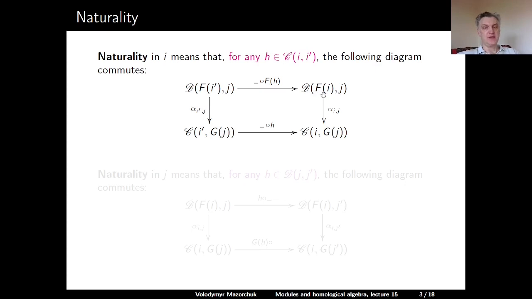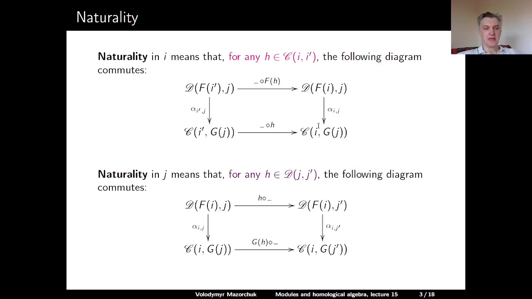From the set Hom_D(F(I), J), we can use alpha_{I,J} to go to Hom_C(I, G(J)). And to the same set, we can arrive from Hom_C(I', G(J)) using the precomposition with h. These two different paths should coincide for all h from I to I', and this means naturality in I.